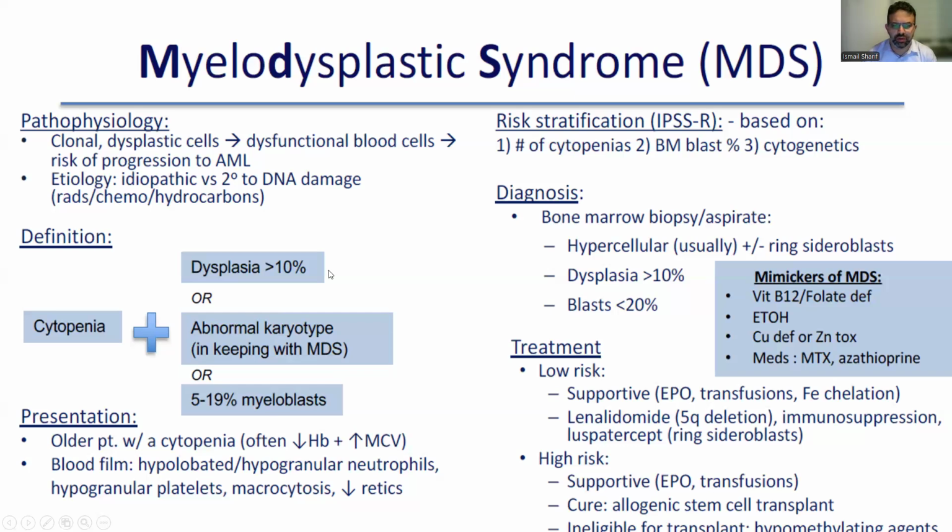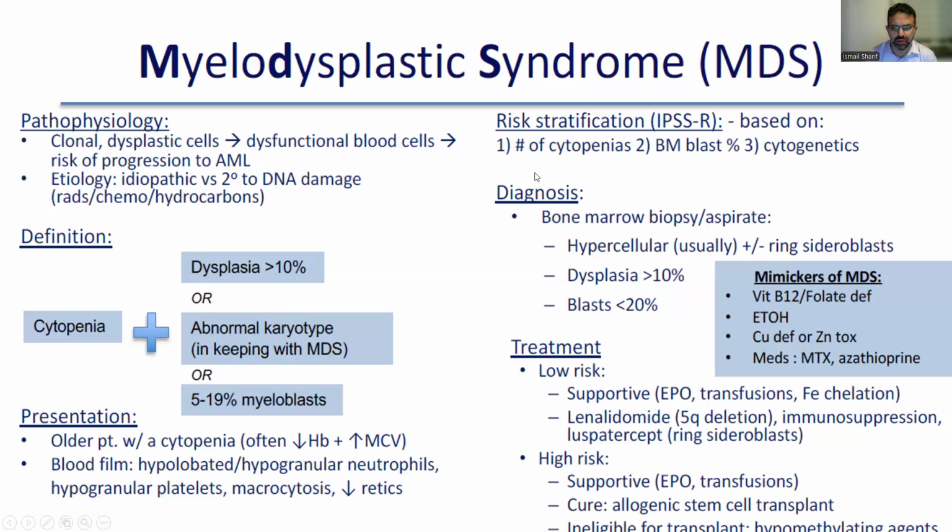So the definition: patients having dysplasia, meaning dysmorphic cells, then having cytopenias, an abnormal karyotype, or higher myeloblasts, the blasts in the marrow are higher. Usually we see it in older folks having cytopenias, having hypogranular hypolobated neutrophils or platelets, or macrocytosis, as we said, and decreased reticulocytes. Why? Because the bone marrow is not functioning properly. It's not producing.